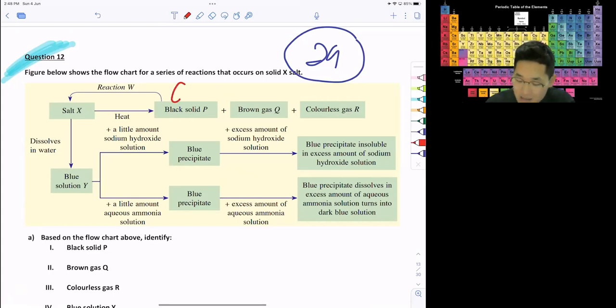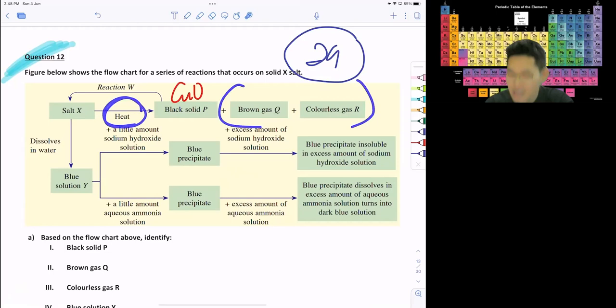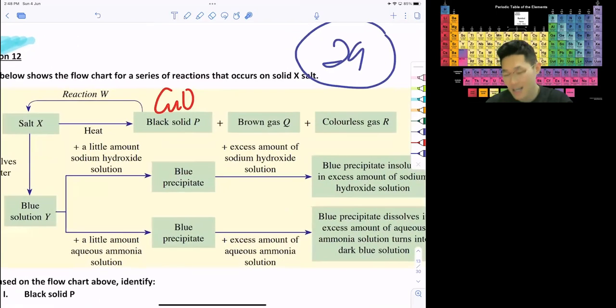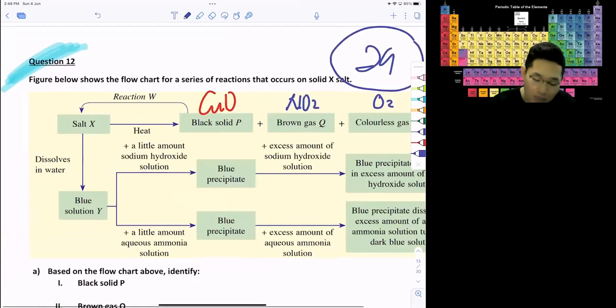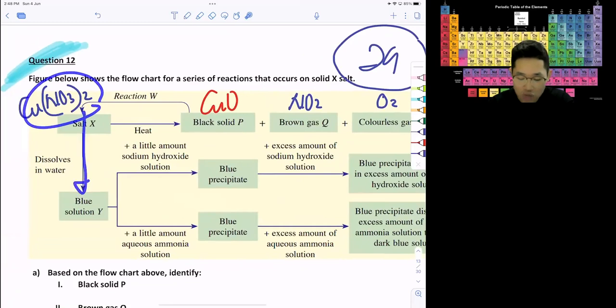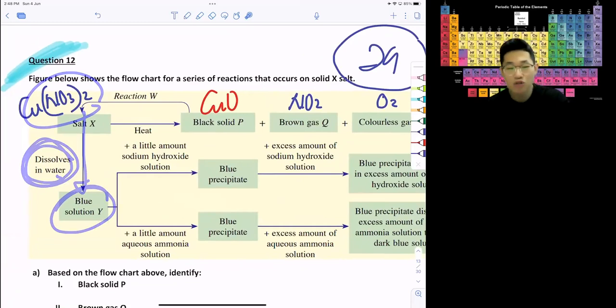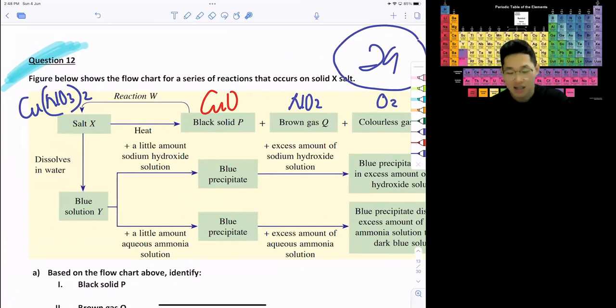So here, black is CuO. Brown gas when heated, two gases. I know it must be something nitrate. Here got brown gas. Okay, brown gas must be NO2. NO2 always comes together with O2, so salt X is copper II nitrate. When copper II nitrate is added into water, we get blue solution Y. What is blue solution Y? Copper II nitrate.